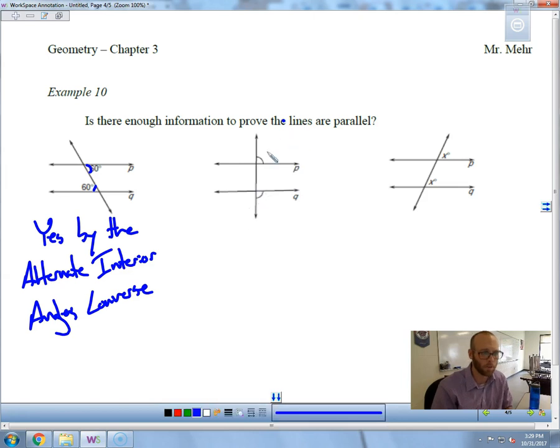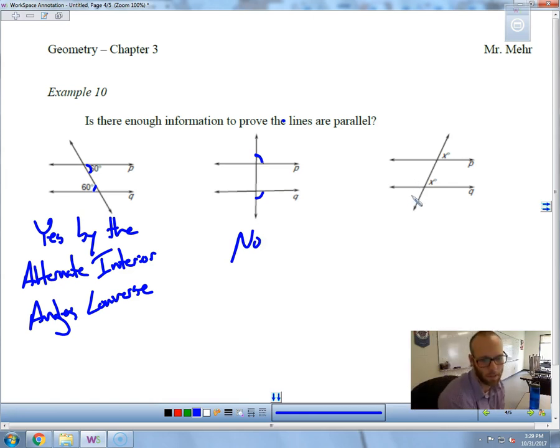However, do we know that those angles have to be 90 degrees? No. Could they be 89? Could they be 88? Yeah, we're not sure. So, is that enough to know, to prove the lines are parallel? No. When we picked that 60 degrees, we found a counterexample to that. The answer to this is no. How about these two?